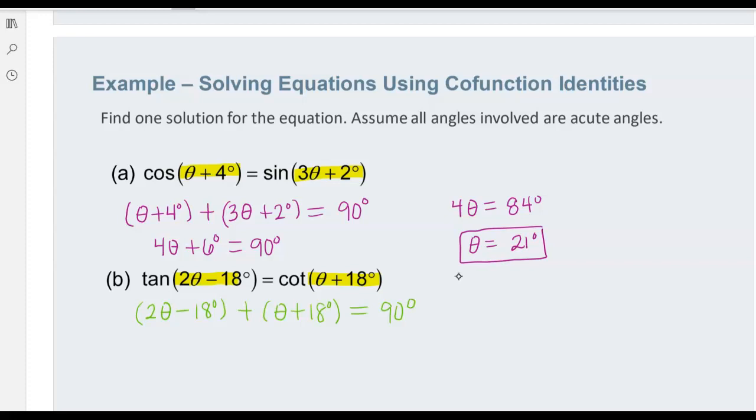I'll combine the like terms. I have 3 theta. The negative 18 and the positive 18 are going to cancel each other. So I have 3 theta equals 90. Divide both sides by 3, and we get that theta is equal to 30 degrees.